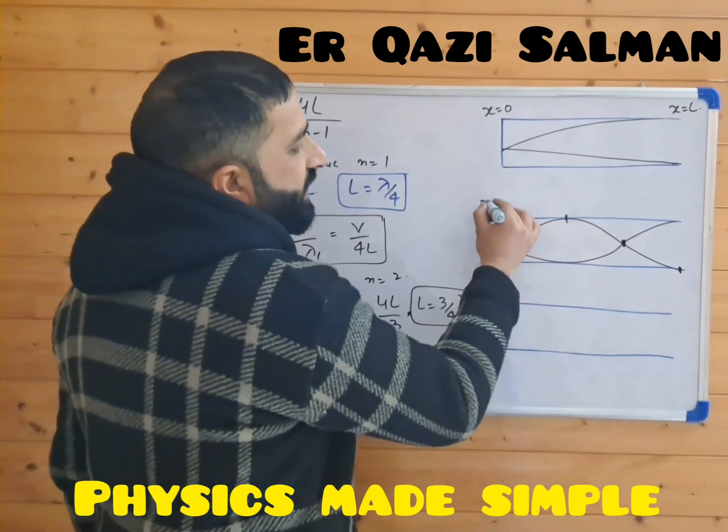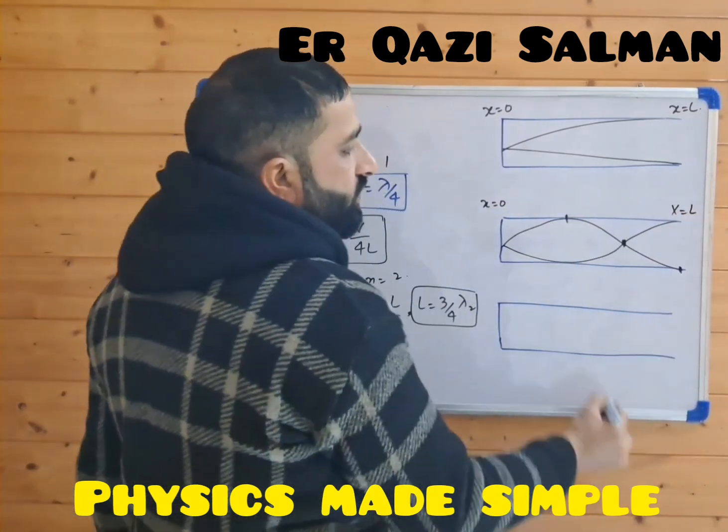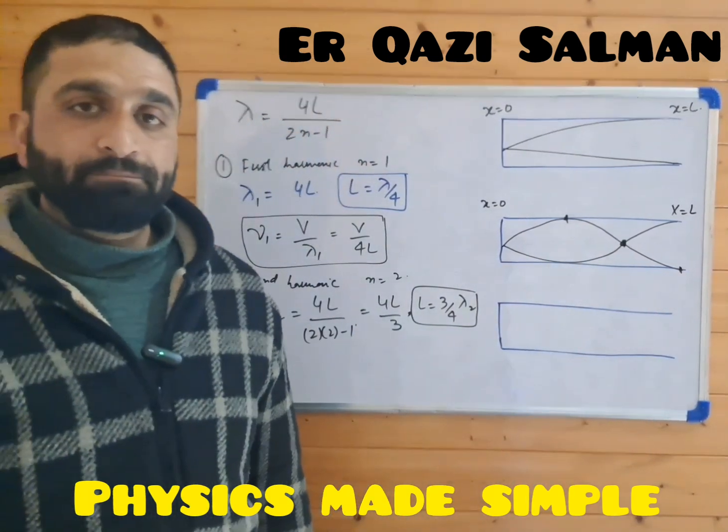So here we are having a node, x is equal to 0. Here we are having an antinode. Here we are having an antinode. Here we are having a node.